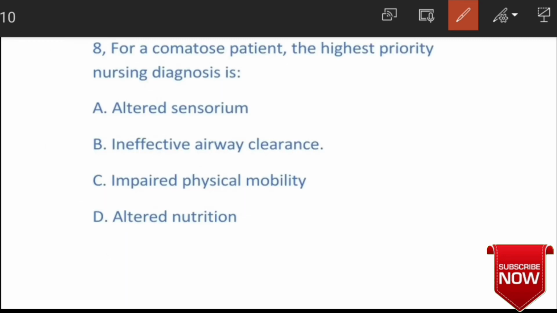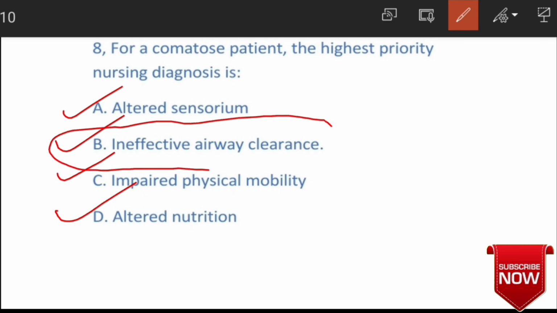For a comatose patient, the highest priority nursing diagnosis is option A, altered sensorium; option B, ineffective airway clearance; option C, impaired physical mobility; option D, altered nutrition. The correct answer is option B, ineffective airway clearance.